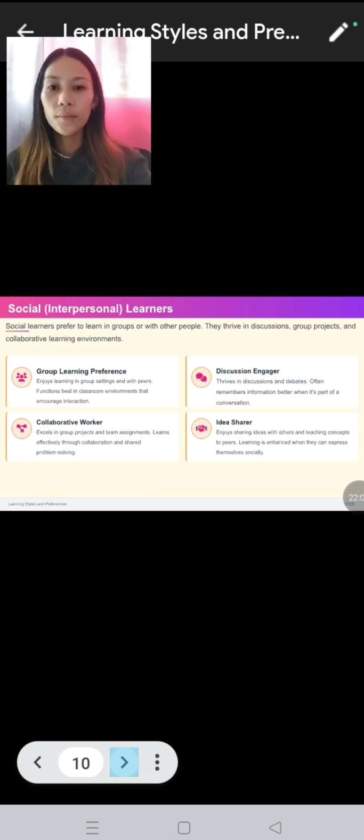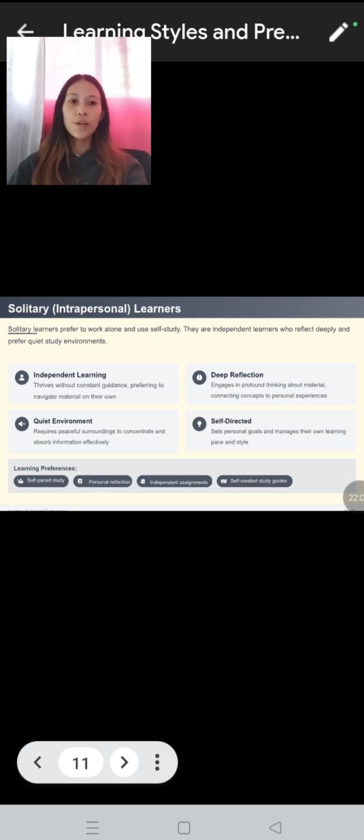So we have solitary intrapersonal learners. Solitary learners prefer to work alone and use self-study. These are independent learners who think deeply about what they are learning and prefer quiet study environments where they won't be interrupted. These are the main ways solitary learners approach learning.